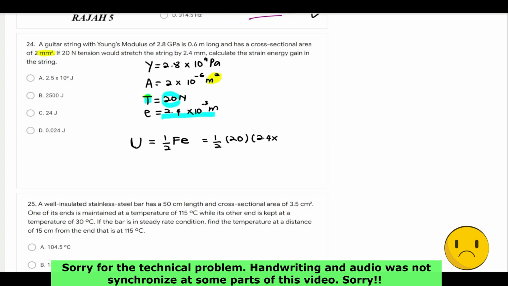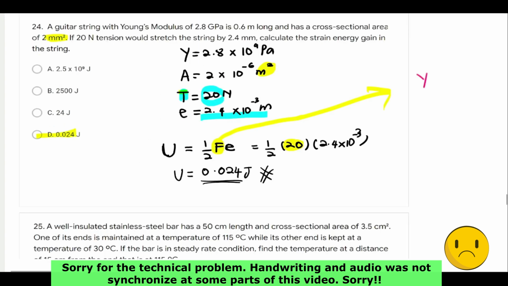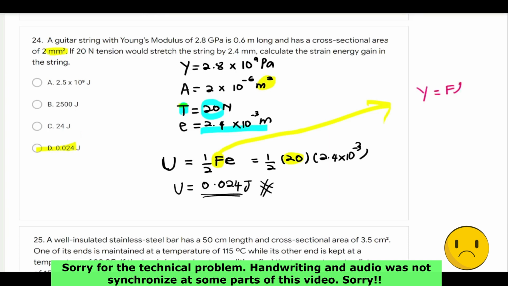Kalau kata nak buat cara lain pun boleh juga. Kalau you nak guna formula, you nak cari dulu F tu pun boleh juga. Tapi F dia dah bagi. Alright, so since the question give us Young modulus, force and also area, actually we can find Y is equal to FL over AE.